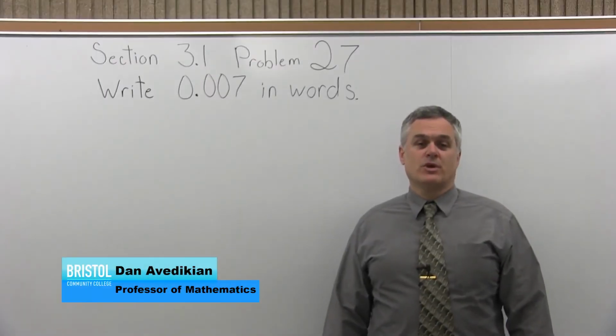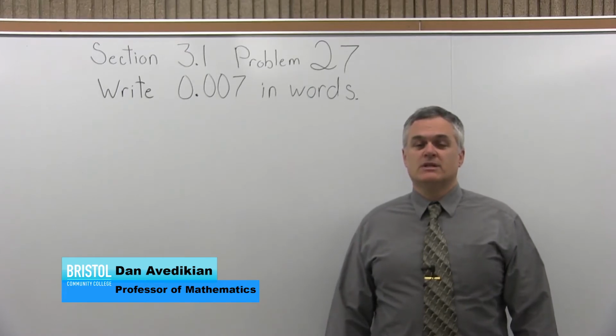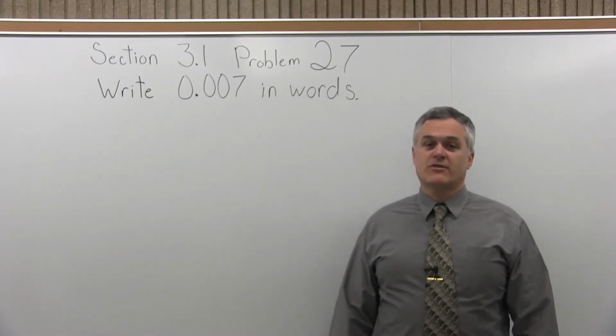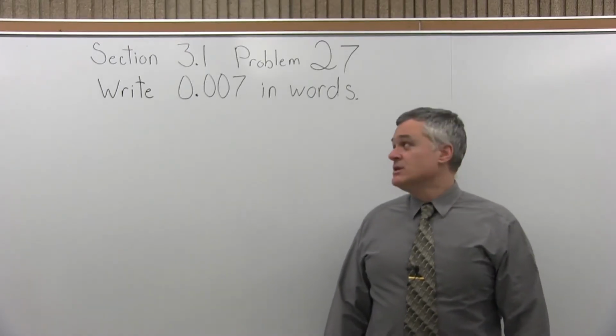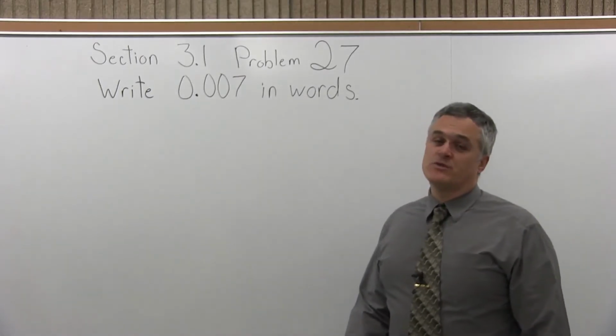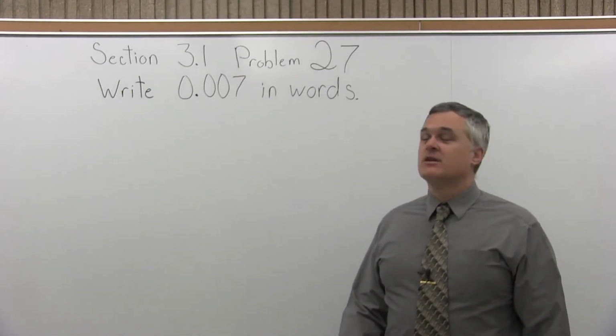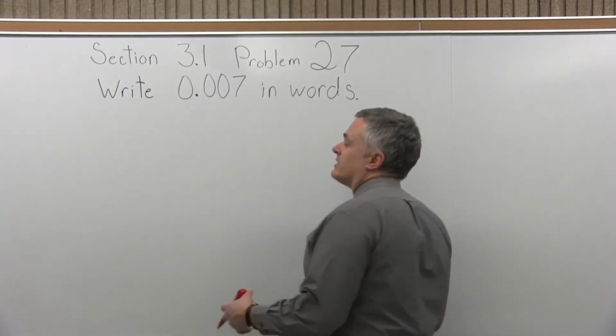This is Section 3.1, Problem 27. It says write 0.007 in words. So to convert this decimal number into words, first I'd like to actually write it as a fraction, and then I can more easily go into words.